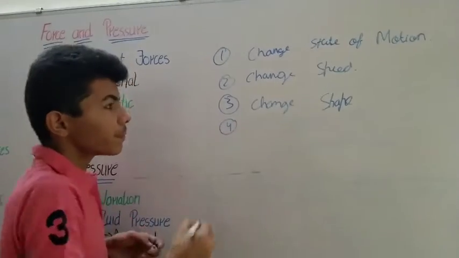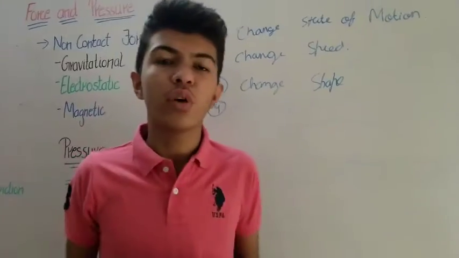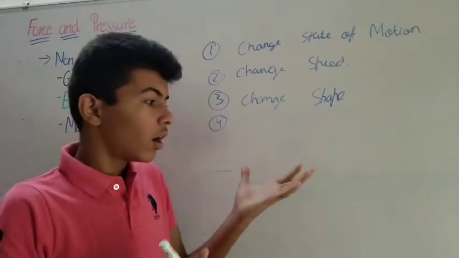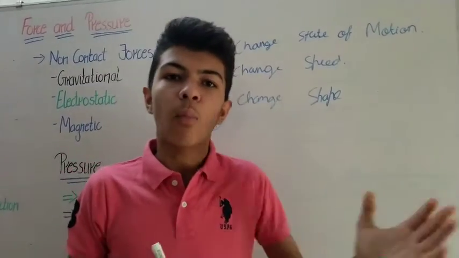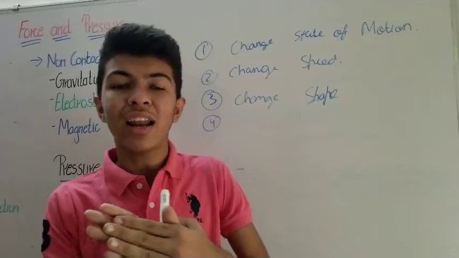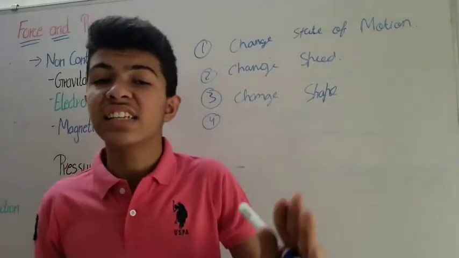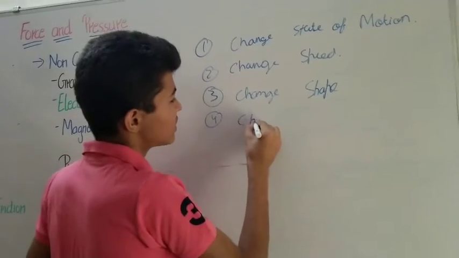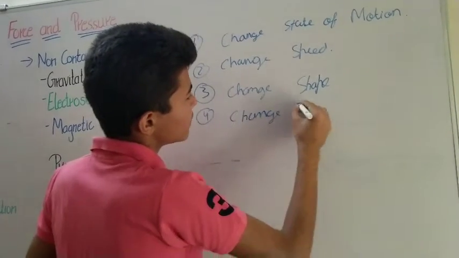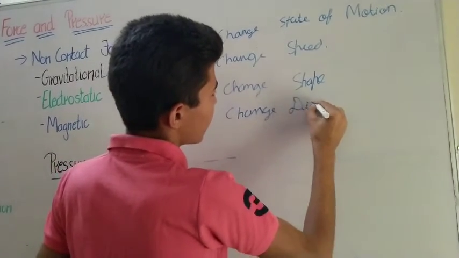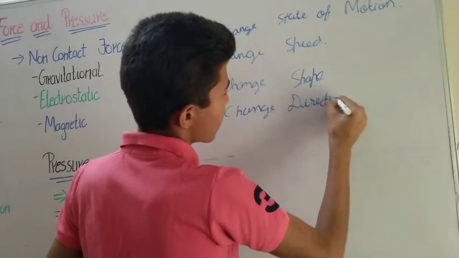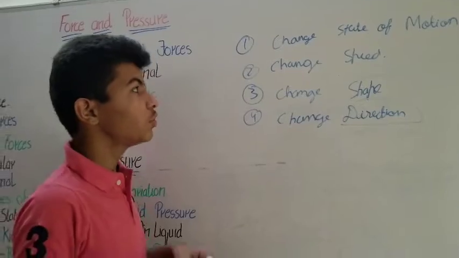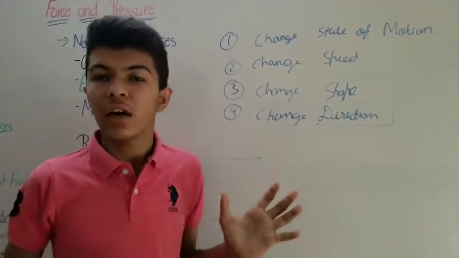And the fourth: have you ever seen a batsman hitting a ball? What it simply does is change its direction. So a force can change the direction. So these are the 4 effects that a force can do.